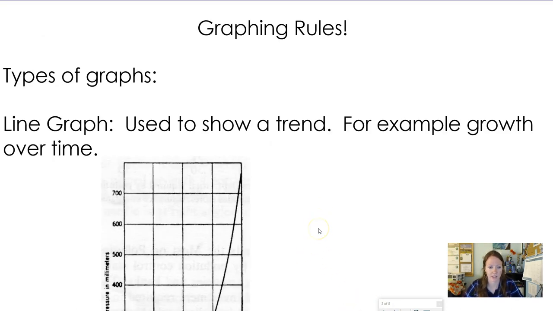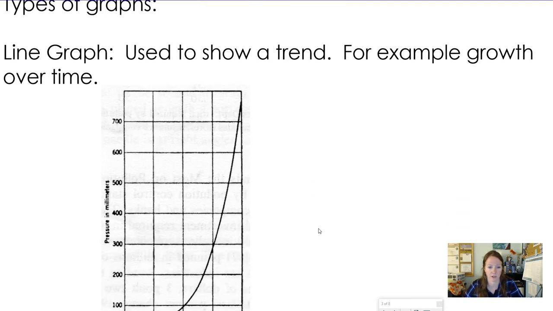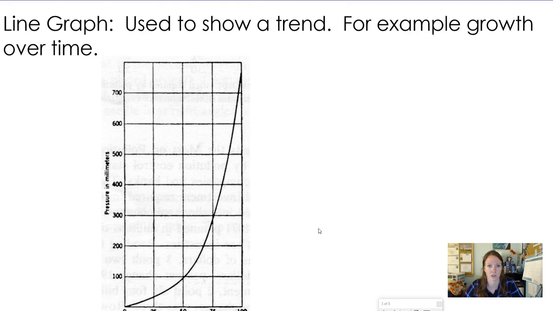First type of graph is a line graph, and I'm going to pull this up here just a little bit because it is off the screen. So a line graph is used when you want to show a trend. So you want to show something happening, direct correlation, right? So for example, if I'm showing growth over time, it's a trend happening, the data is connected. Here I have pressure as I change a temperature. So I'm showing the trend in what happens to the pressure as I change the temperature. Very important that you use a line graph whenever you're showing a trend.